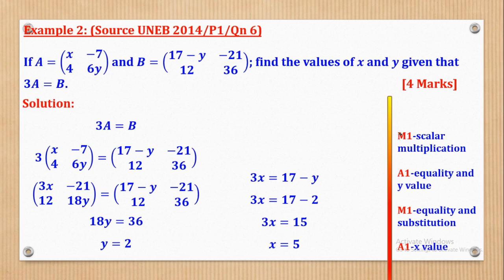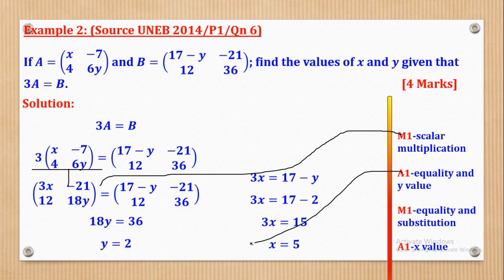This M1 was for scalar multiplication, so for you to multiply this to come up with this, that is M1. Then A1 was for this equality, so equating the two and getting the value of y. Then another M1 was for this part, using the knowledge of equality and also substituting for y. Then A1 is for this value of x. So basically, that's how the marks could be awarded.